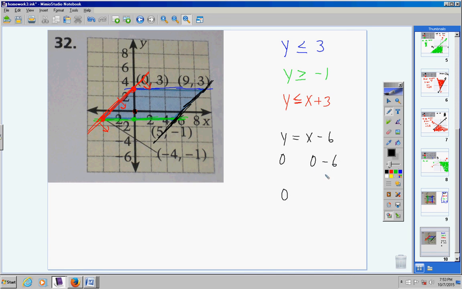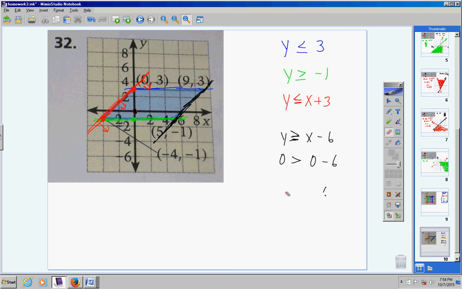So 0 minus 6 is negative 6. When I put the arrow this way or this way, is 0 greater than negative 6 or less than negative 6? Well, 0 is greater than negative 6. So put a greater sign here, a greater sign here, and that means we'll put a greater sign up here. Don't forget your equal sign also because the line is solid.